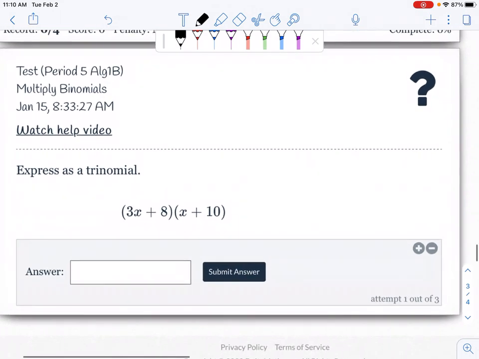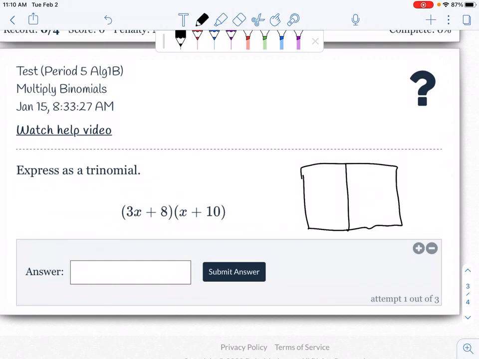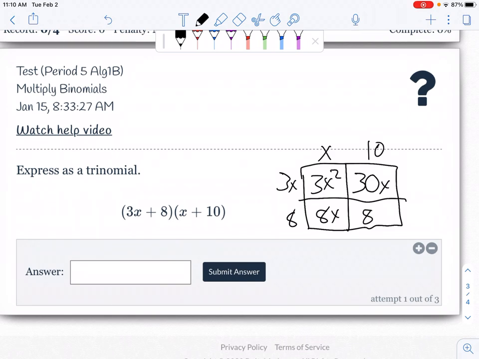So when we multiply this out, you're welcome to, on your own piece of paper now, make the box. It seemed like from the Ed puzzle last time, most people preferred the box. And then multiply that up. So you get 3x squared, you get 30x, 8x, and 80. And then you combine your like terms. So your answer would be 3x squared plus 38x, that was 8x plus 30x, plus 80. So you could use your box to figure this out.